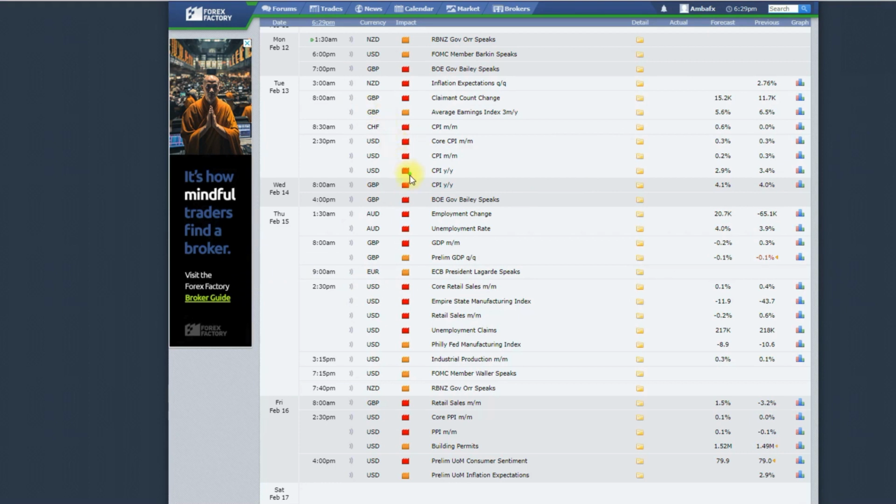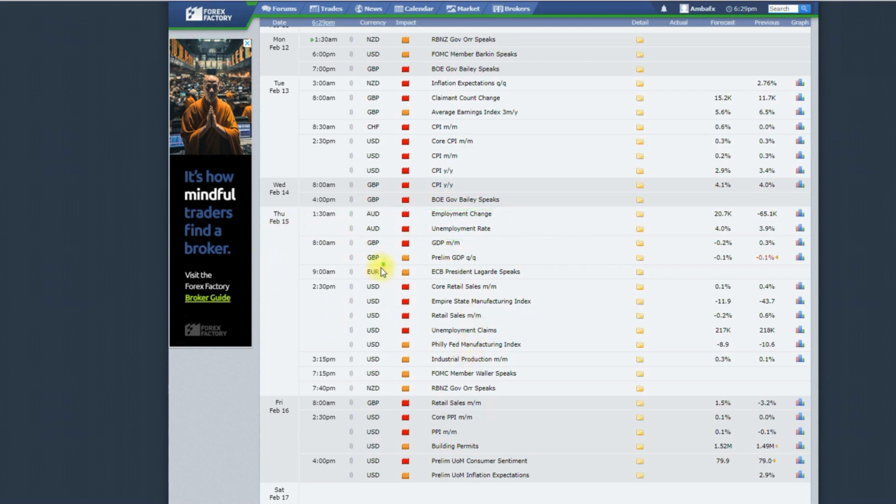So on Wednesday, we have the CPI from the UK. That is the GBP. So let's see how it goes. And we have the Bank of England Governor Bailey speech again on Wednesday. On Thursday, we have AUD employment change and unemployment rate. So we expect more volatility on the AUD pairs.